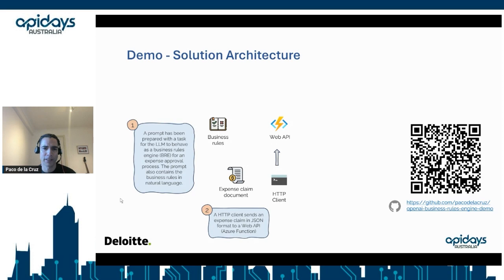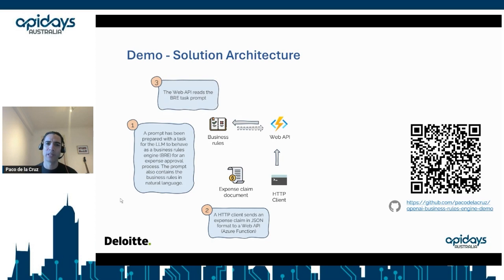Now, in terms of the architecture, I built this as a web API, and I'm using Azure Functions because this is the technology I use very often. I also built an HTTP client that sends this expense claim in JSON format to the web API, right? So the expense is going to be a JSON document that I'm going to be sending to my API.